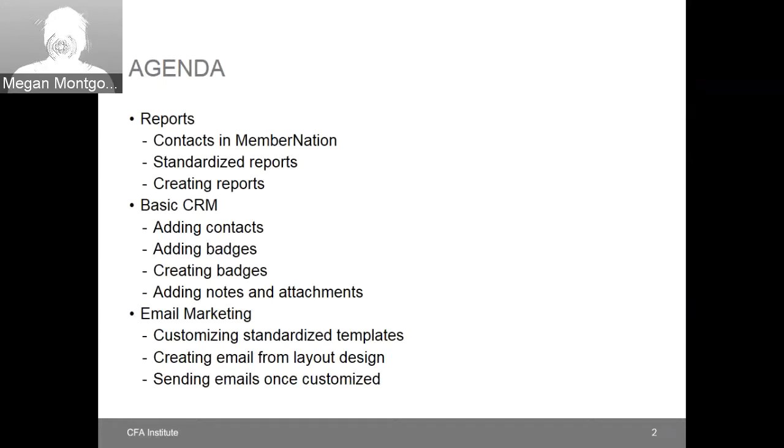And then we will also talk about email marketing. We will discuss the standardized templates that are already available within the Marketing Cloud platform and how you can customize those to include your own text. And then we'll talk about how you can actually create an email using just a layout design, so you can include all of your own formatting and text as well. And then we'll talk about how you can actually send your emails once they are created and customized.